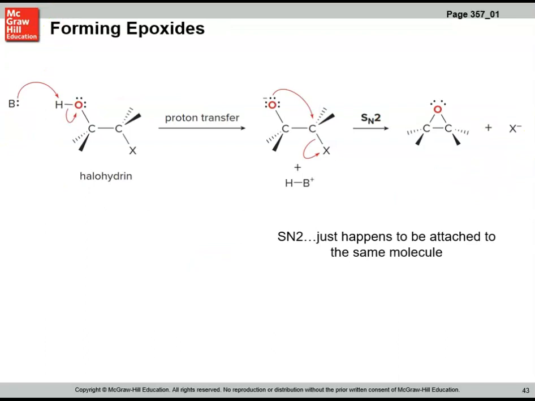For forming epoxides, we generally want to have an alcohol group, and on an adjacent carbon, we're going to have a halogen. And what happens then, for example, if we use sodium azide again, or some other strong base that can pull that hydrogen off of that alcohol group, that will form this alkoxide. And this is just a typical SN2 reaction. It's just happening within the same molecule. So the lone pair of electrons here will attack this partially positive carbon and bump off that halogen. And then we have generated our epoxide.